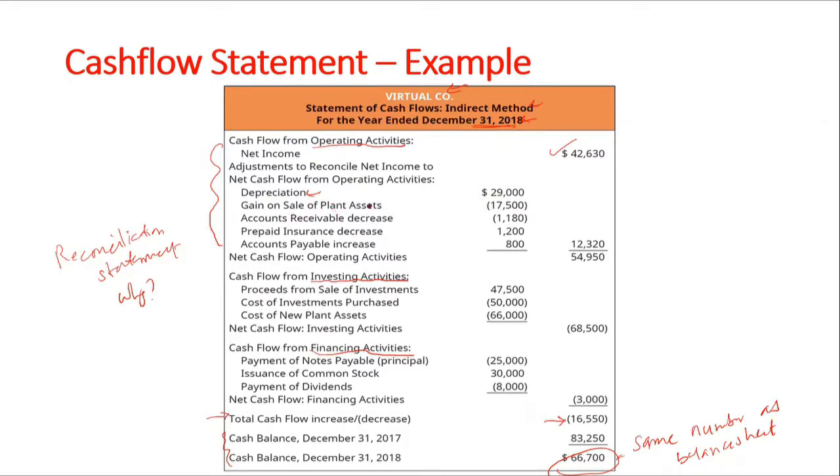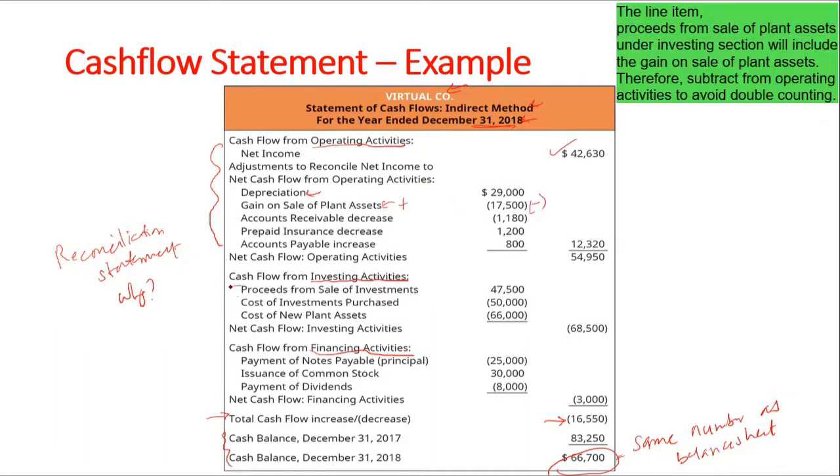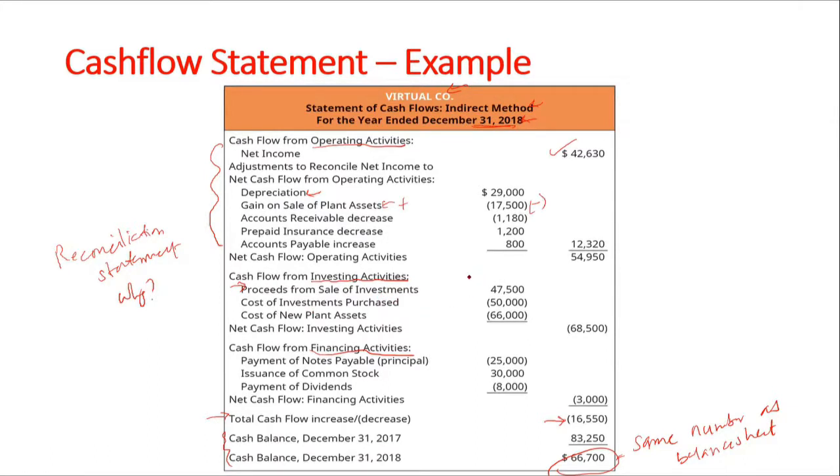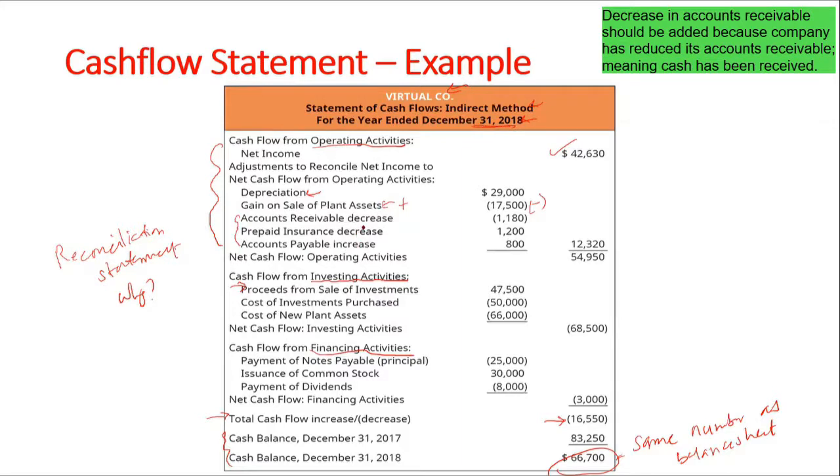Then there's the gain on sale of plant assets. So in your income statement you would have added it, but in your cash flow you subtracted. The reason behind it is that you add the proceeds from the sale of investments, right? So basically that's why you do this here. Then you have these changes in working capital, so changes in accounts receivable, prepaid insurance, accounts payable. These are all related to your day-to-day business activity, right? Accounts receivable will occur because you sold goods on credit, right? You sold goods on credit.